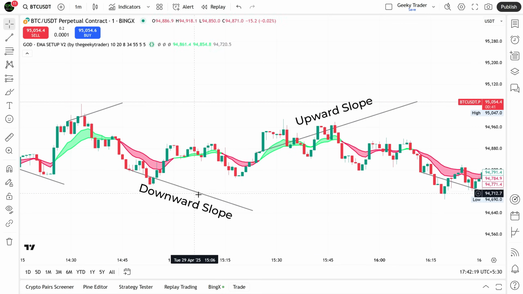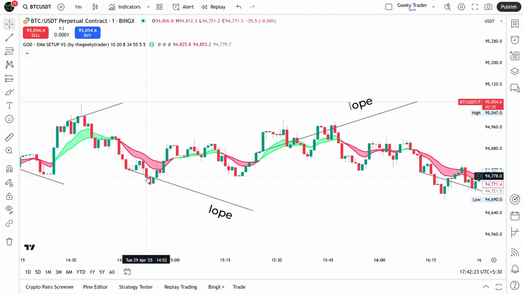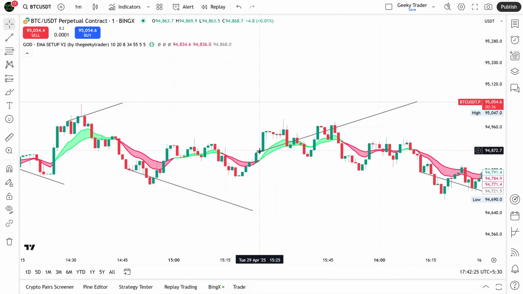Even though it's sloping downward, it actually represents a bullish movement in price. I know that sounds a bit counterintuitive, but here's the idea. When the price comes down and touches or approaches this downward sloping line, it often acts as a support zone, and from there, the price tends to bounce upward.